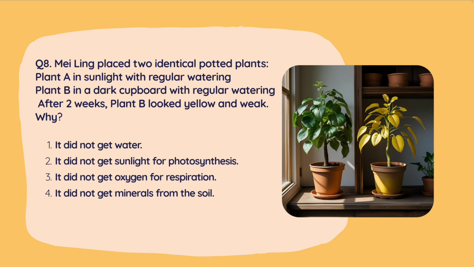Question 8. Mei Ling placed two identical potted plants. Plant A in sunlight with regular watering. Plant B in a dark cupboard with regular watering. After 2 weeks, plant B looked yellow and weak. Why?